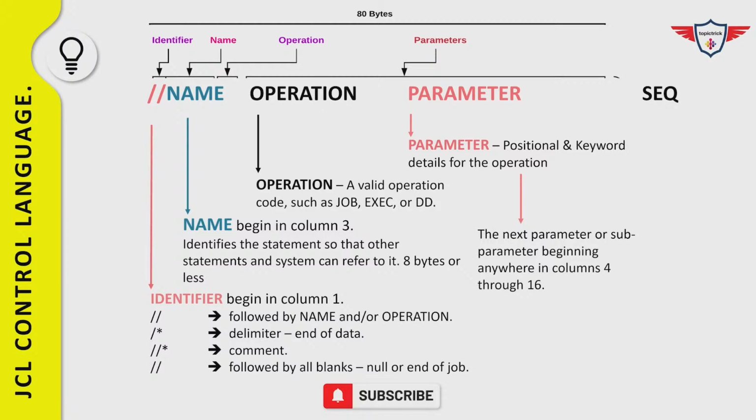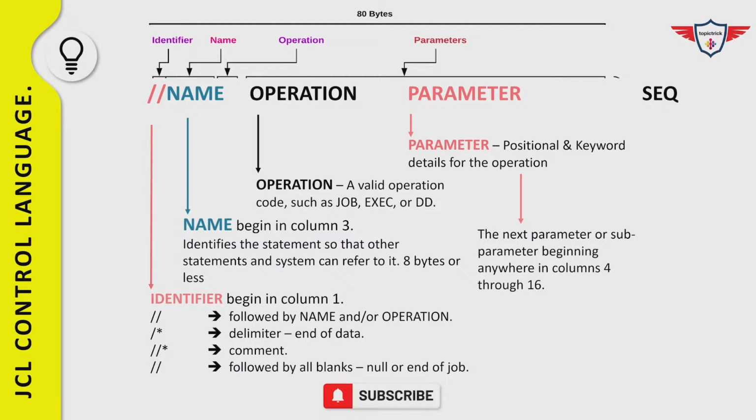So as of now, just remember that this portion is confined for different parameters that are defined based on the operation. If it's a job operation, then it would have parameters related to a job card. If it's an execute statement, then these parameters will be related to an execute statement. And if you are using a DD statement, then these parameters will be associated with DD statements.